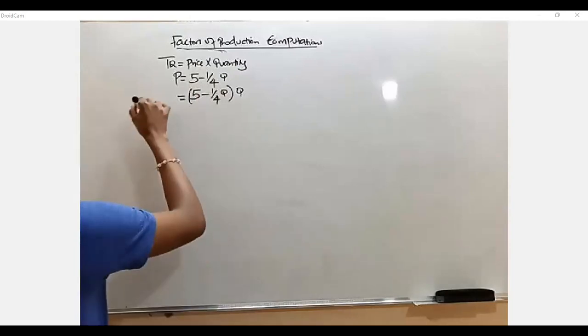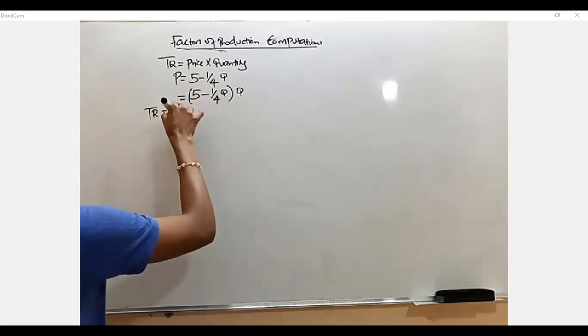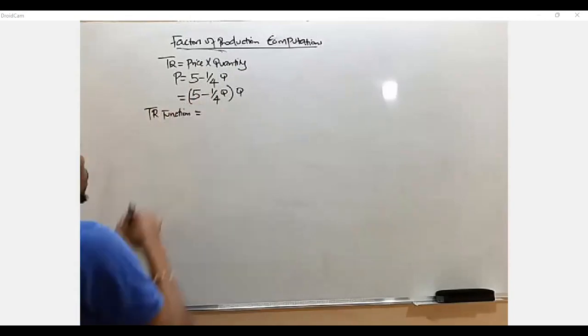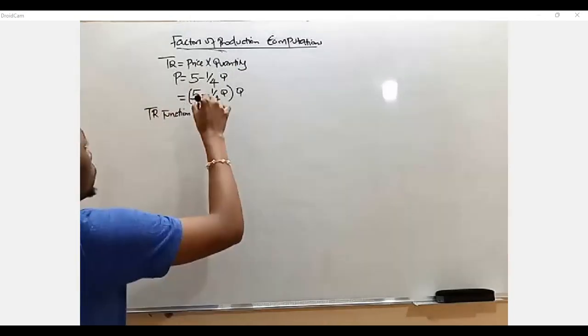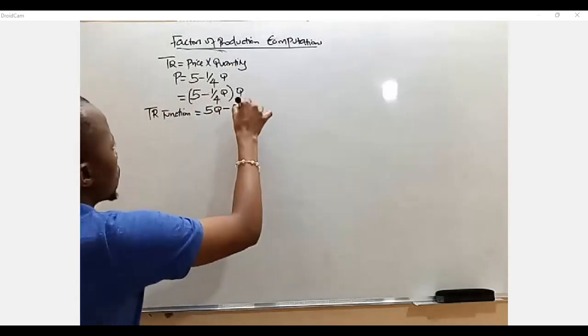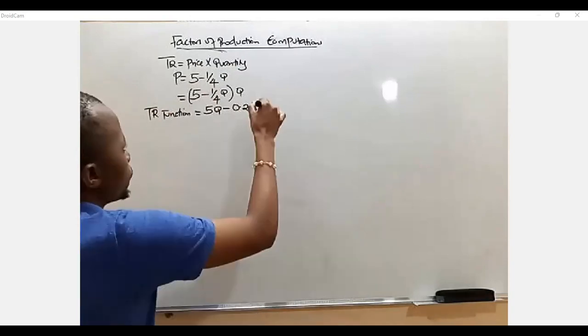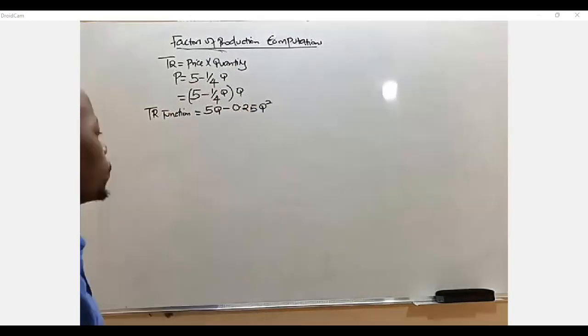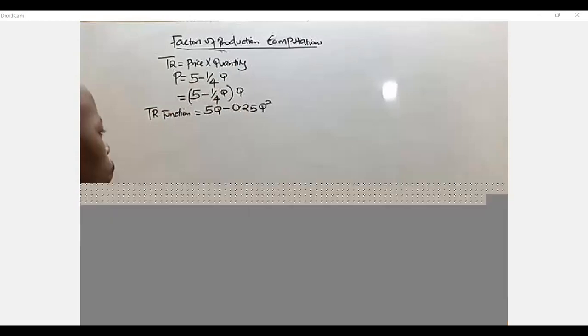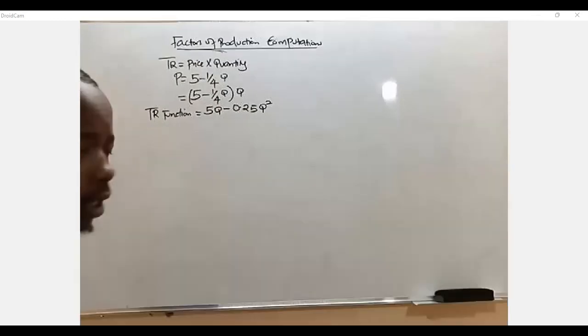So to get the total revenue function, it should be 5Q minus, can I use 0.25 Q squared? 0.25 Q squared. That is our total revenue function. Then I can see the examiner is also asking for the marginal revenue.